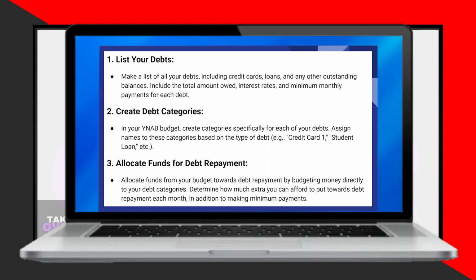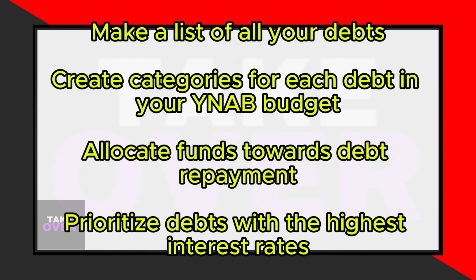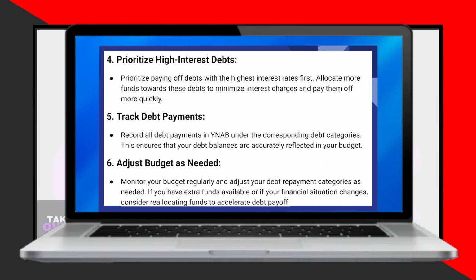In your YNAB budget, create categories specifically for each of your debts and assign names based on the type of debt. Allocate funds from your budget towards debt repayment by budgeting money directly to your debt categories. Determine how much extra you can afford to put towards debt repayment each month, prioritizing debts with the highest interest rates first.